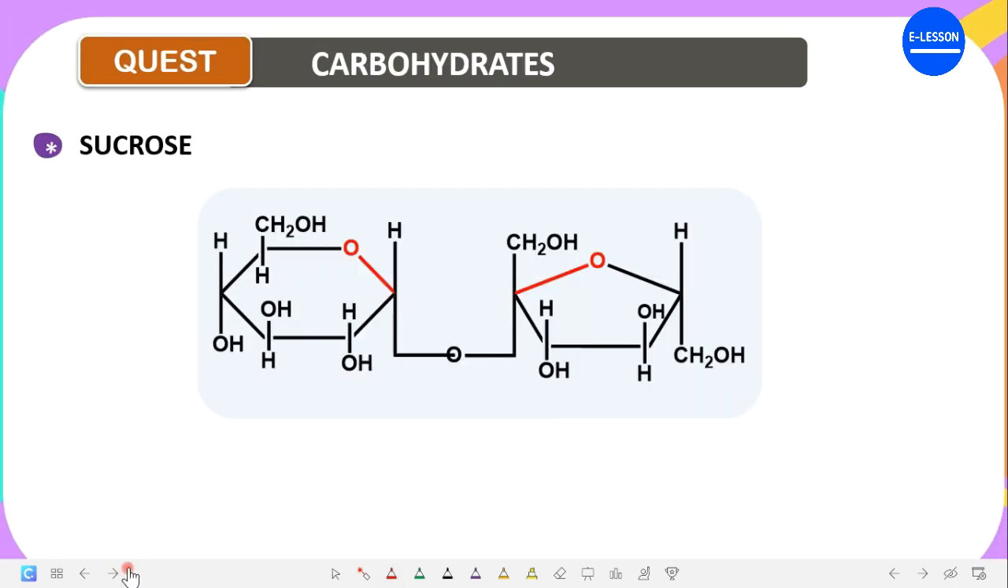Now, the next structure we are going to look at is sucrose. Now, listen. Sucrose contains glucose and what? Fructose.